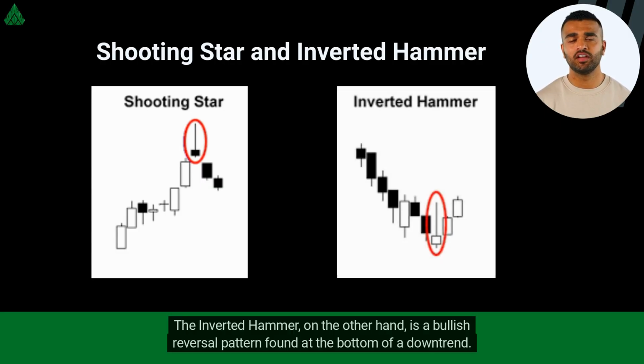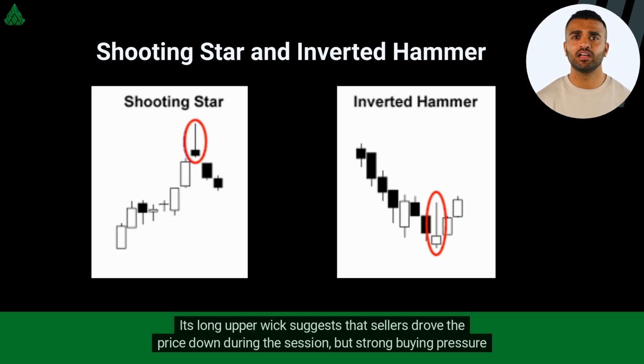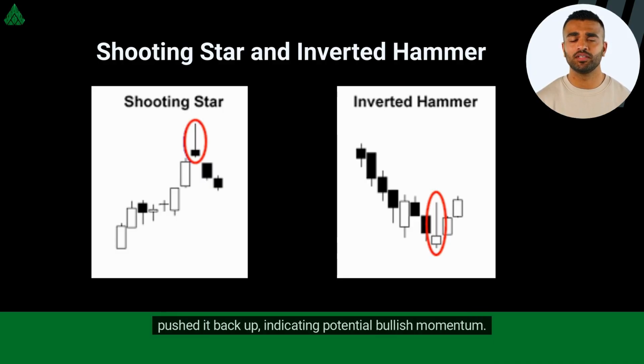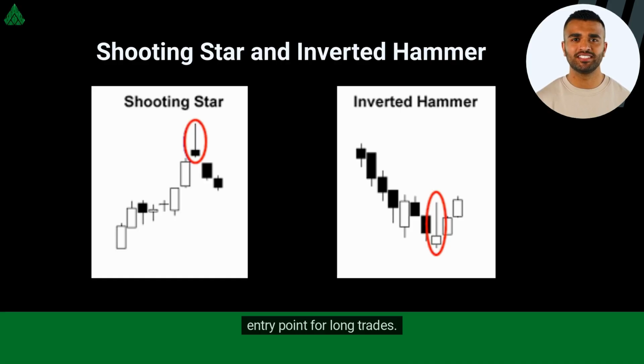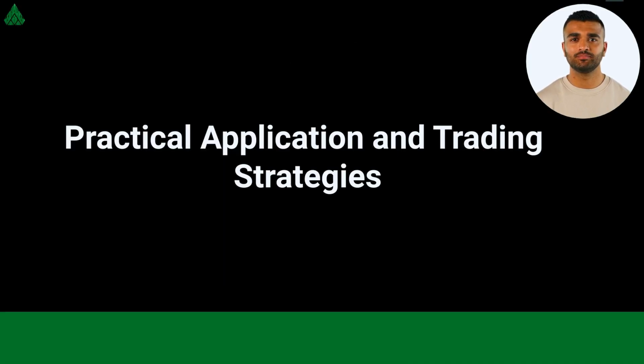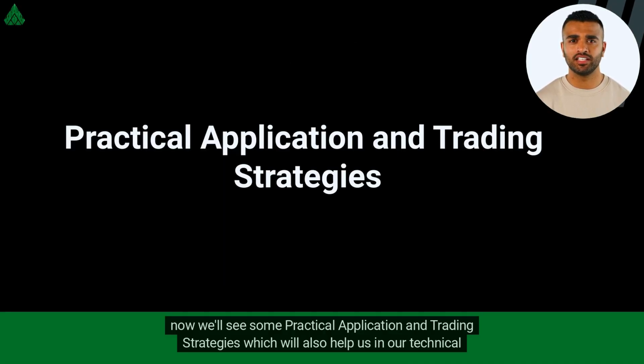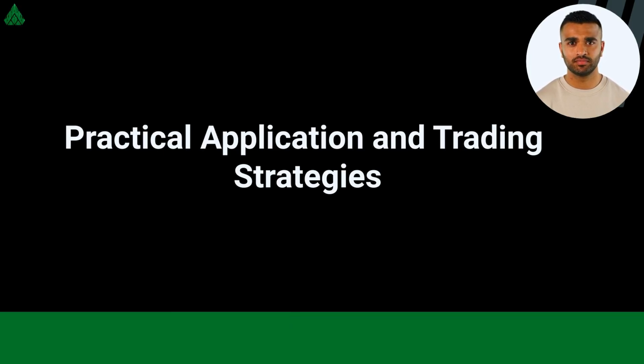The inverted hammer, on the other hand, is a bullish reversal pattern found at the bottom of a downtrend. Its long upper wick suggests that sellers drove the price down during the session, but strong buying pressure pushed it back up, indicating potential bullish momentum. And its potential outcome is that this pattern often signals a reversal to an uptrend, making it a good entry point for long trades. Now we'll see some practical application and trading strategies, which will also help us in our technical analysis.